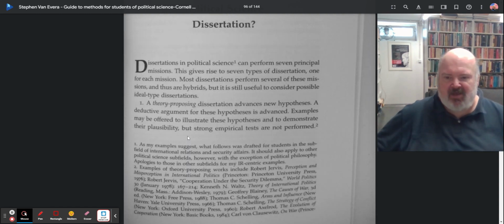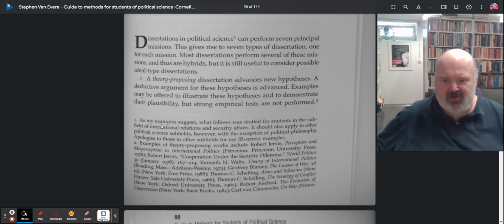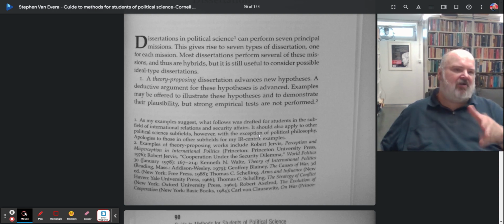dissertations. Now he says, in footnote one, that what follows was drafted for students in international relations and security fields. It could apply to other political science fields, with the exception of political philosophy. In other words, now I disagree with him. This is where I think he's wrong.